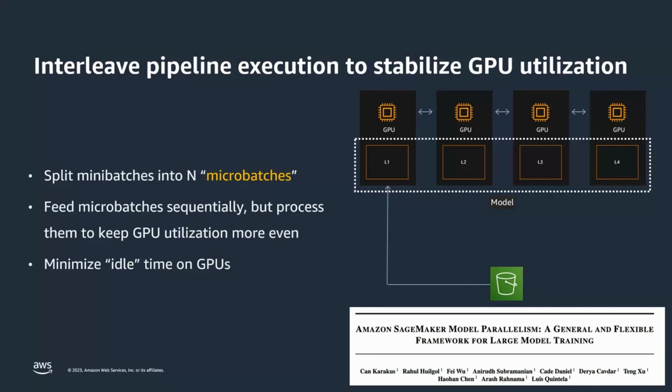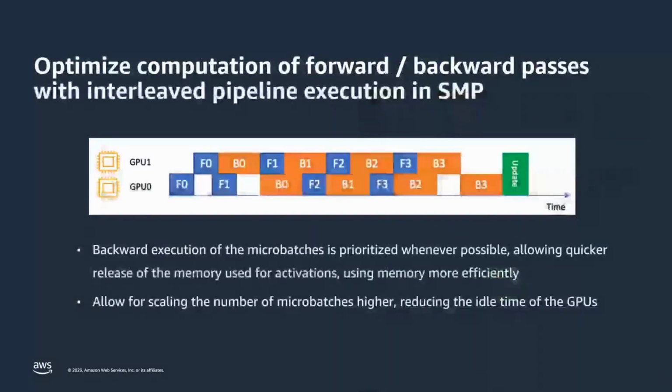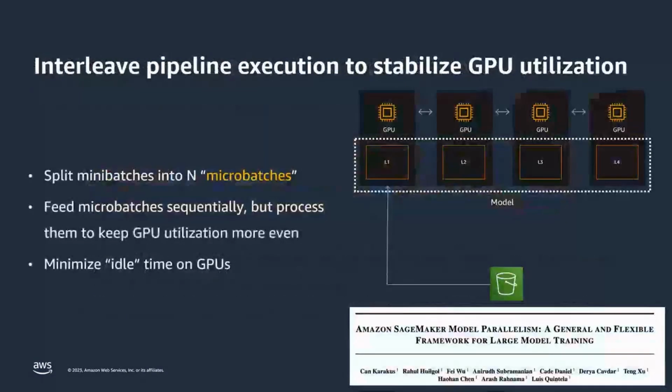So again, this is the paper. Here is the paper we published talking about Amazon SageMaker model parallelism. We have a dedicated team and researchers working in that area.